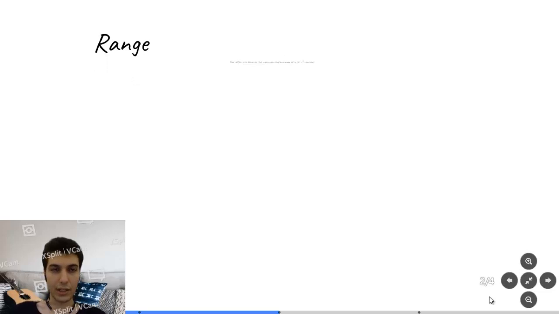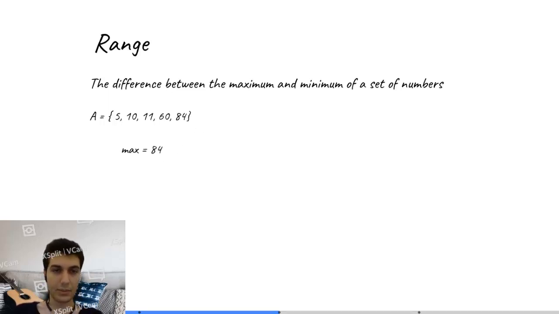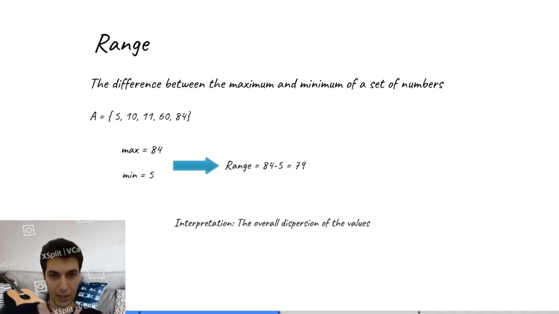First, let us talk about range. Range is basically the difference between the minimum and the maximum of a set of numbers. So imagine that we're given this set of numbers. It consists of 5, 10, 11, 60, and 84. The maximum is 84, the minimum is 5, so the range becomes 79. The interpretation of this number is that the overall dispersion of the values presented in A is 79.